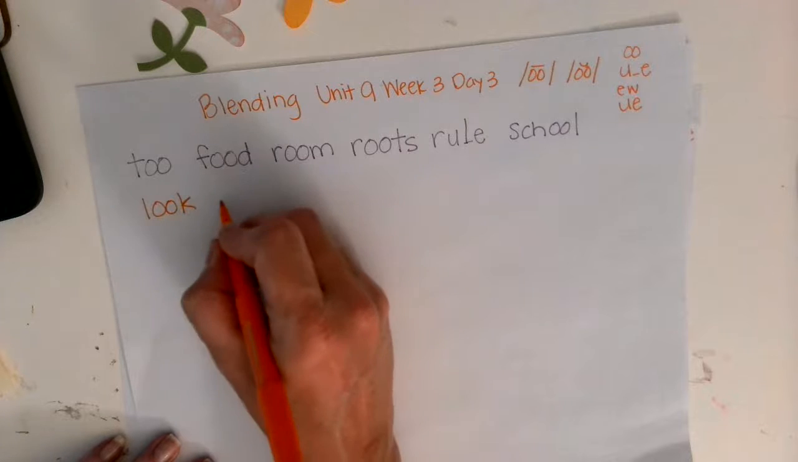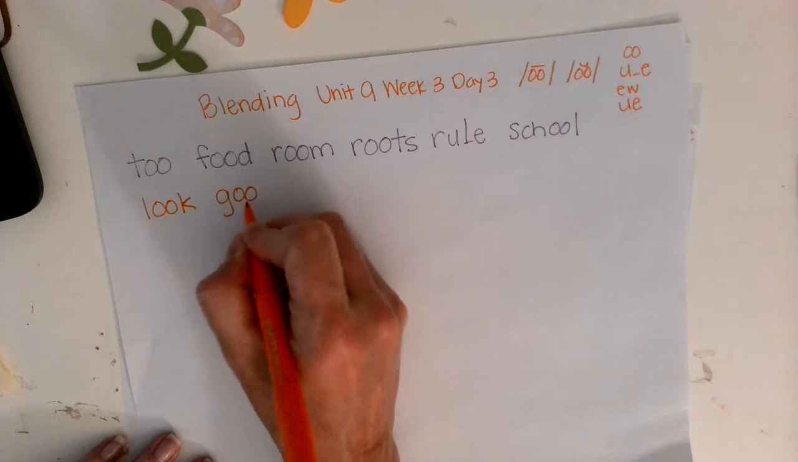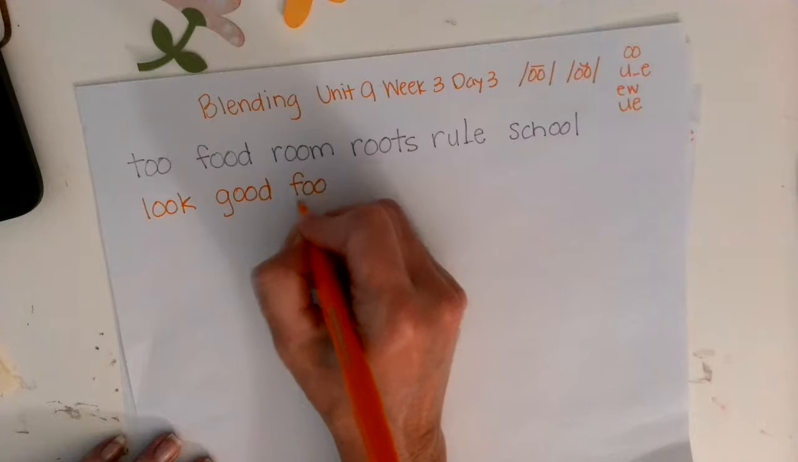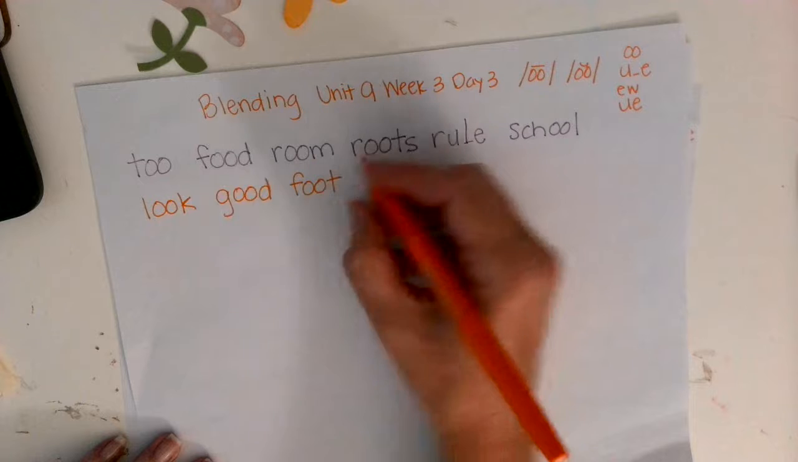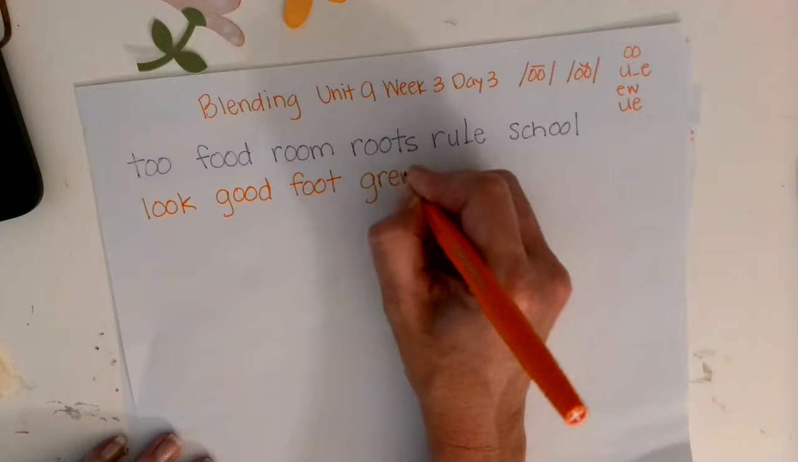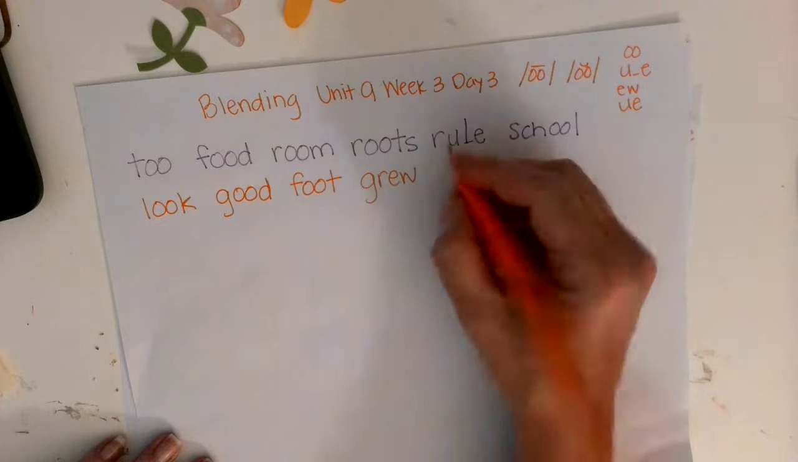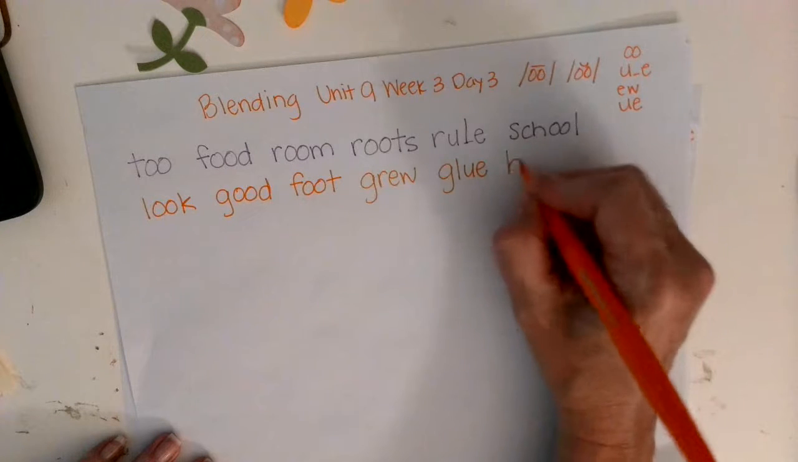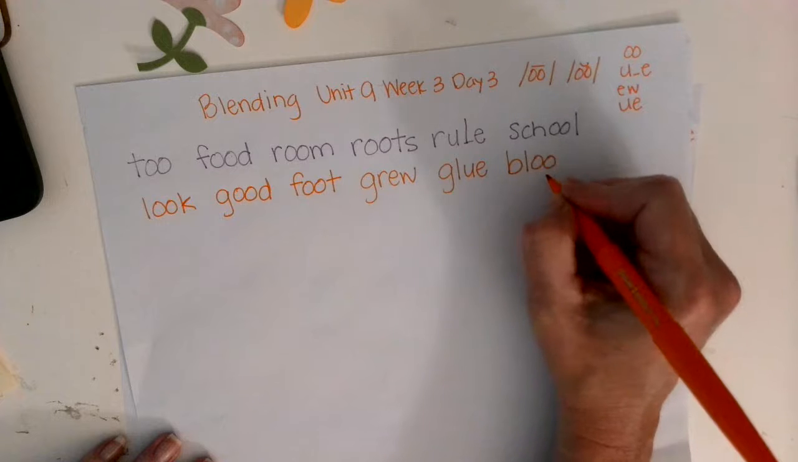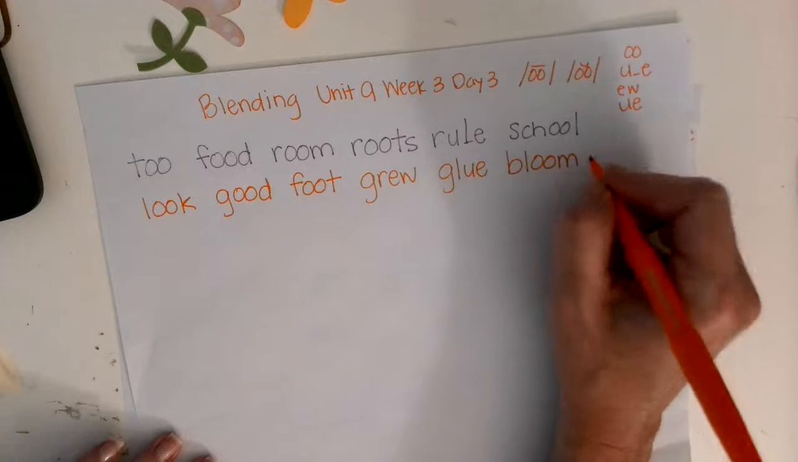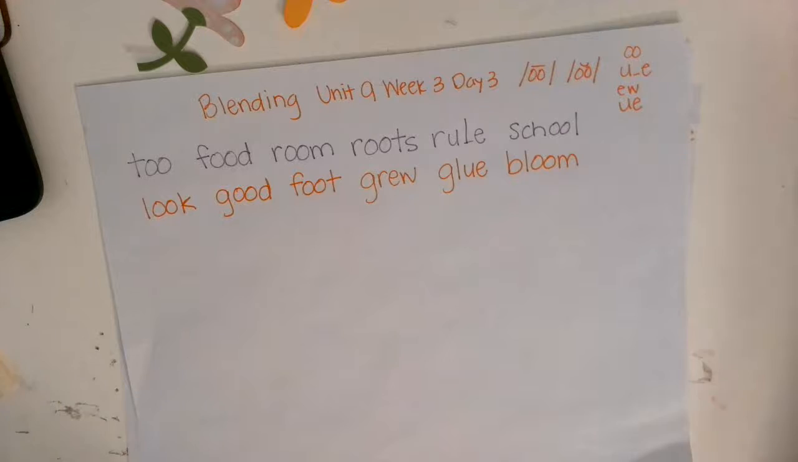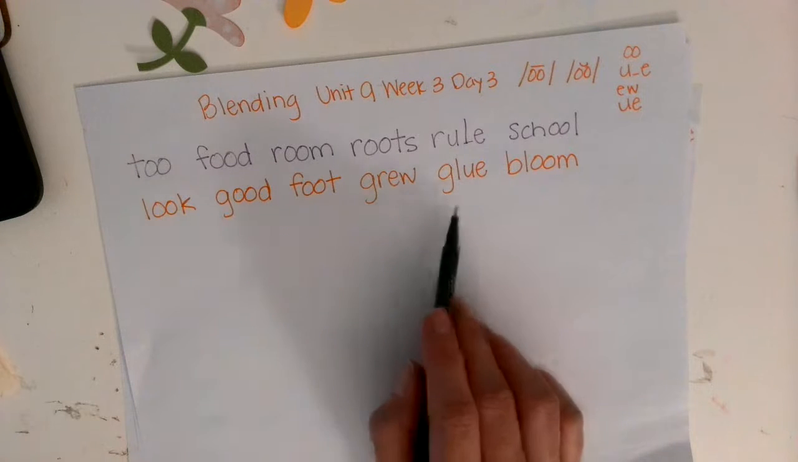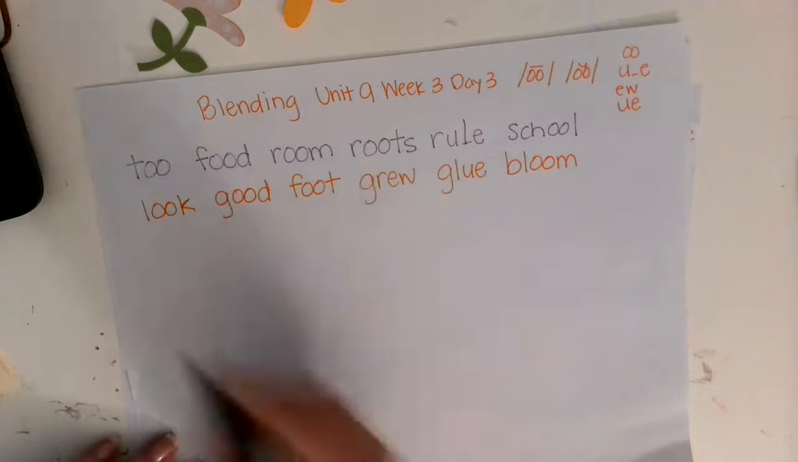Look. Good. Foot. Grew. Glue. Bloom. Excellent job. Let's read this row together. Look, good, foot, grew, glue, bloom. All right, next row.